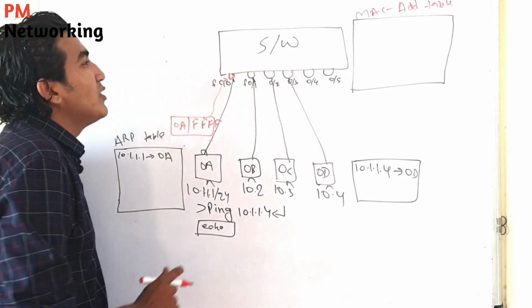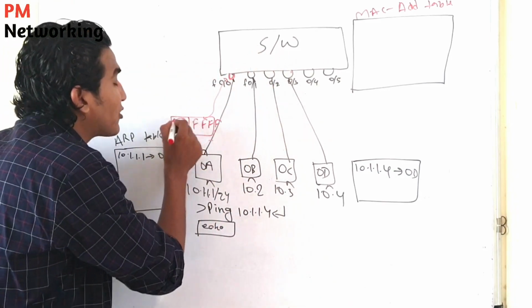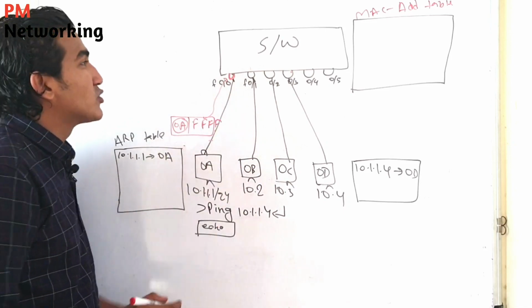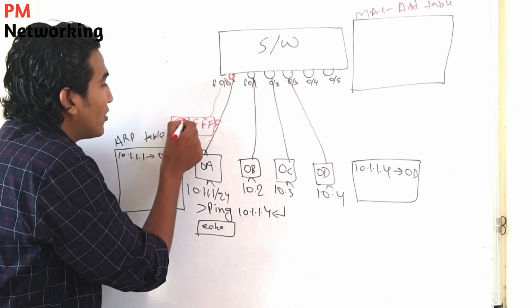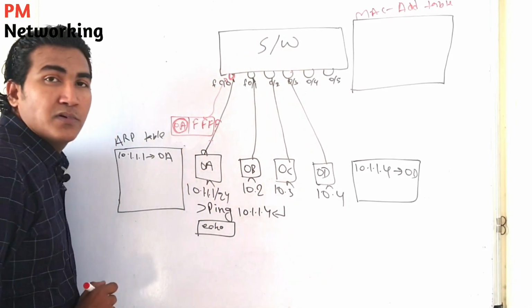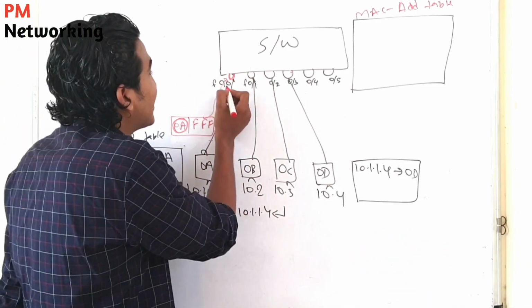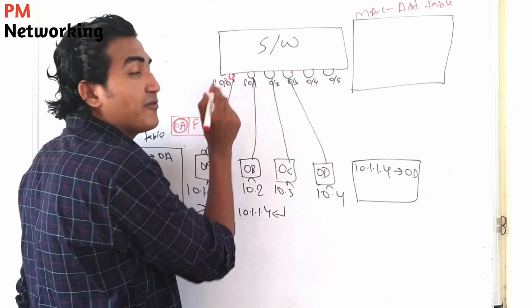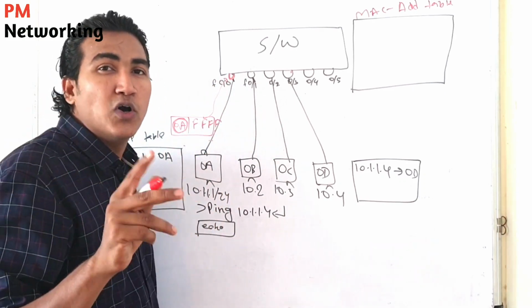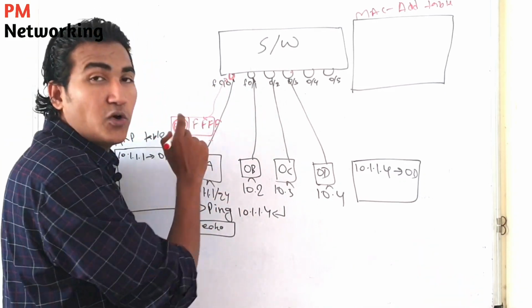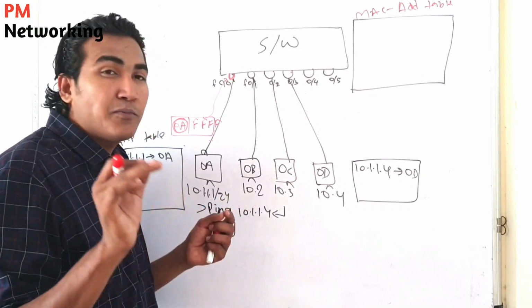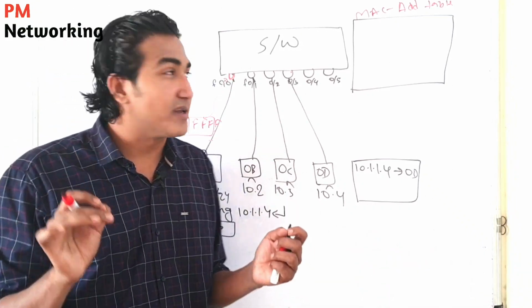Now what will the switch do? The switch will check the source MAC address, from where this traffic is coming. So the switch will get to know that this traffic is coming from 0A. That means there is one computer connected at my interface Fast Ethernet 0/0 whose MAC address is 0A. Guys, I am using every word very carefully, right?